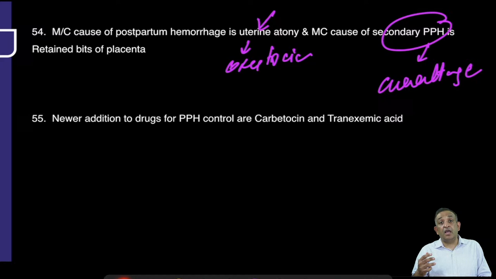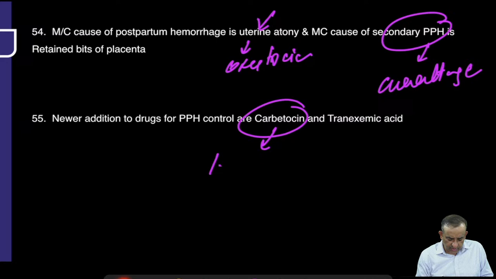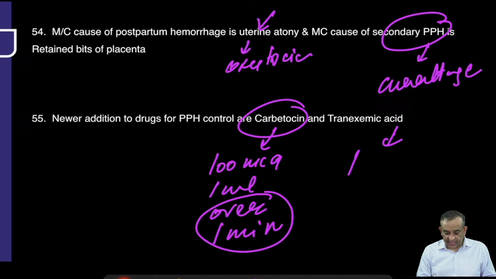All right, newer addition to drugs for PPH control, carbetocin. Yes, this question came last year. Carbetocin, you give 100 micrograms in 1 ml solution over 1 minute. So this is carbetocin injection. And tranexamic acid is also given, 1 gram IV, to control bleeding. These are the new drugs which are used regularly now. They're coming in your exams.